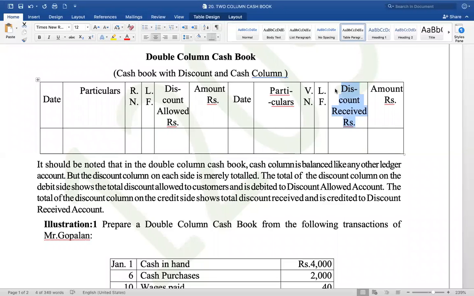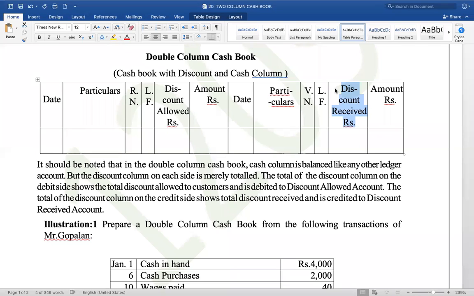It should be noted that in the double column cash book, cash column is balanced like any other ledger account, but the discount column on each side is merely totaled. The total of the discount column on the debit side shows the total discount allowed to the customers and is debited to discount allowed account. The total of the discount column on the credit side shows total discount received and is credited to discount received account. That's it. You don't need to do anything.